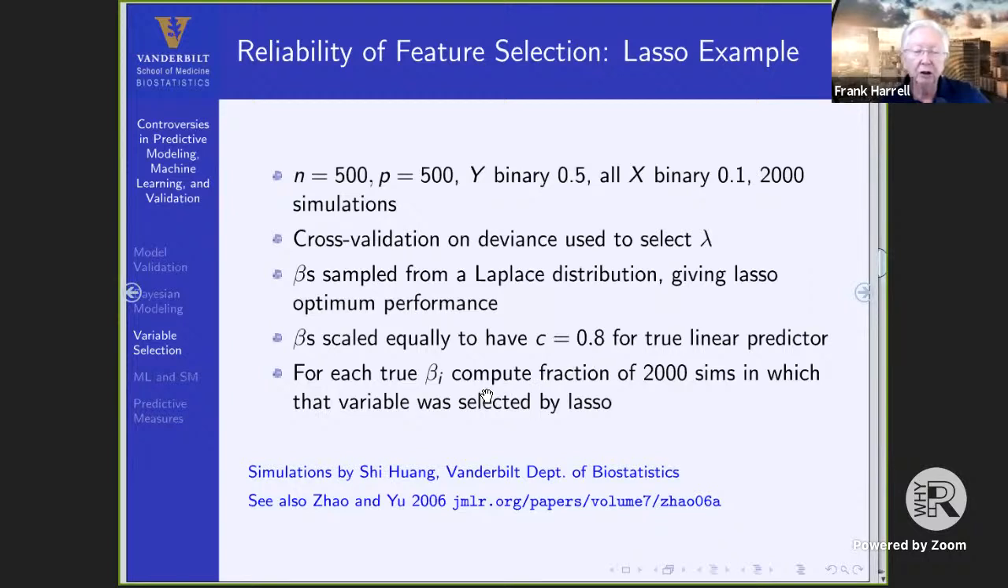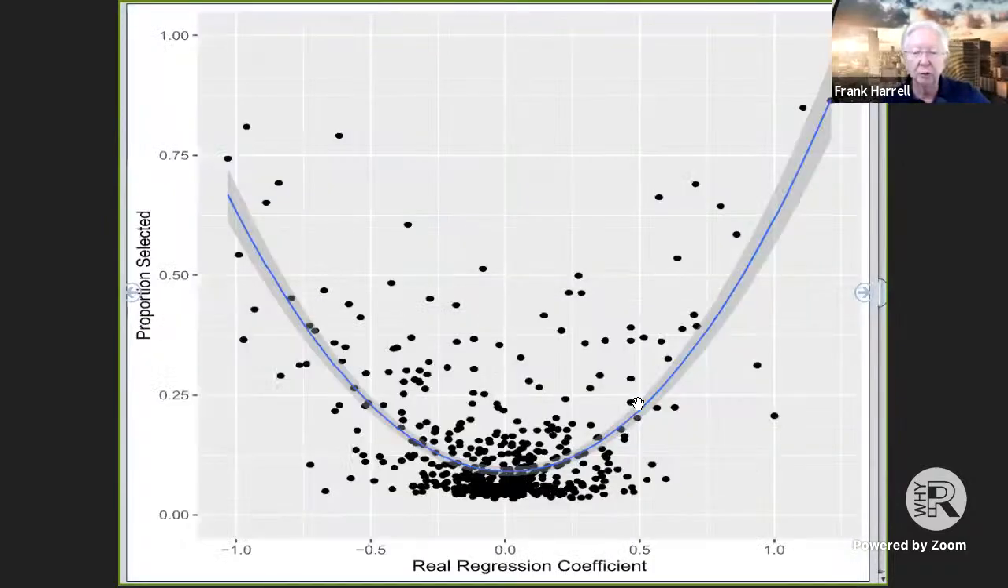For each true beta, compute the fraction of the 2,000 simulations in which that variable was selected by the lasso. And this is a kind of plot we don't see often enough, but I think it sheds a lot of light, just like the variable importance confidence intervals would. So this is our real regression coefficient that we simulated from. And we have a concentration of these around 0, which is what the Laplace distribution would say. And then we have some very powerful negative effects and some powerful positive effects for our regression coefficients.